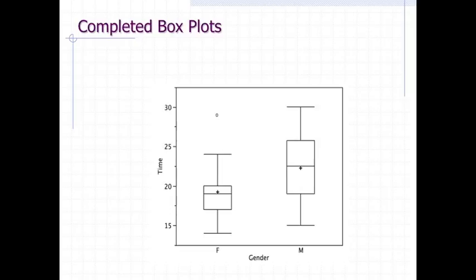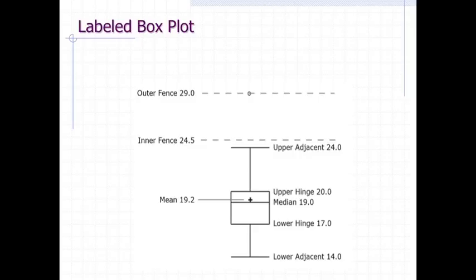Although one woman was slower than almost all of the men, we also see that the median time for a woman is pretty close to the 25th percentile for men. This indicates that a woman who is slower than half of the women would be slower than only about 25% of the men. Here we see the box plot for the women with detail labels.